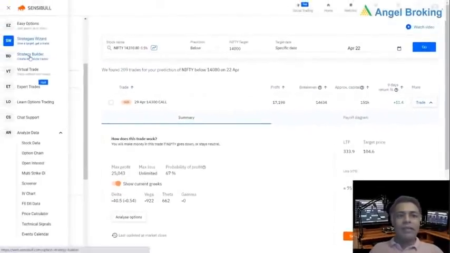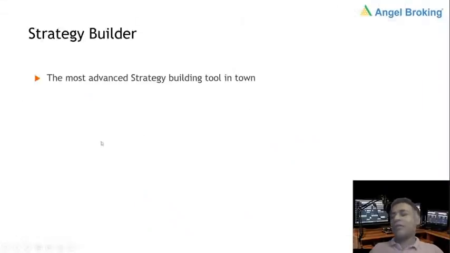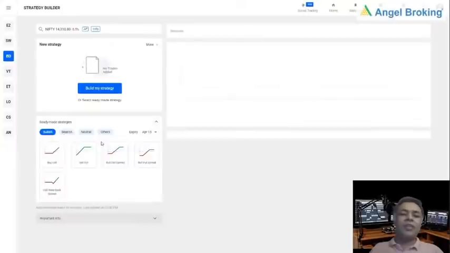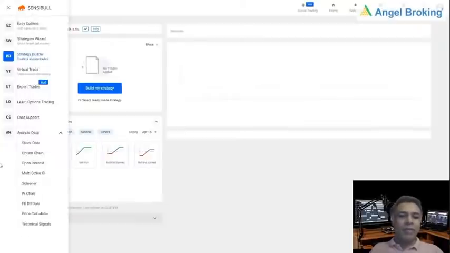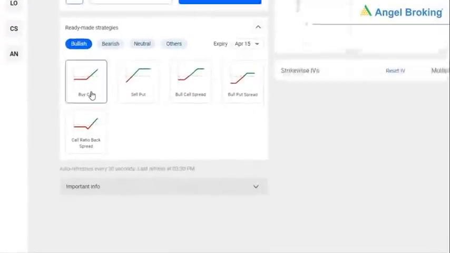Now comes Builder. If you are slightly more sophisticated than that, Builder allows you to build your own custom strategies. It is the most advanced option trading tool in town. I mean, there's nothing more advanced than this. We have never seen anything like it anywhere in India. But let's see what it does, right? You can do any kind.